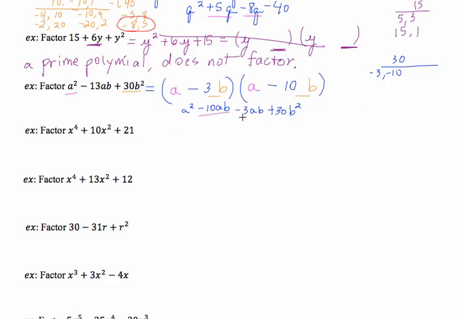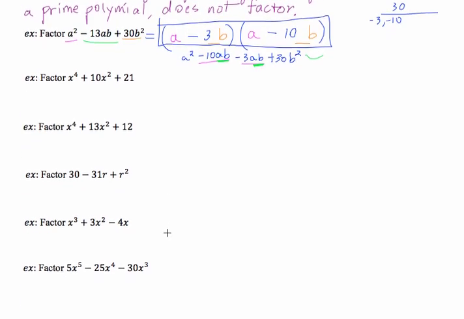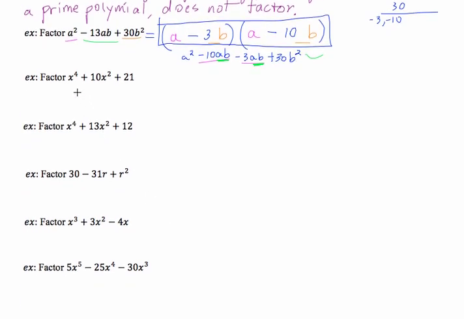Negative 10ab minus 3ab. Those are like terms because they both have ab. If the variables are the same, you just add the coefficients. So negative 10 minus 3 is negative 13. So that does work, and this is correct. All right, this next one is a little different looking as well, because we have x to the fourth plus 10x squared plus 21. But it's still a trinomial, 3 terms, so the process is still the same.